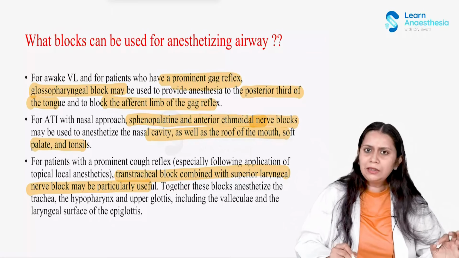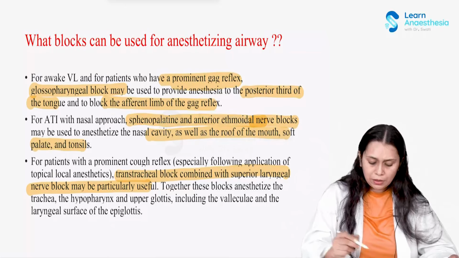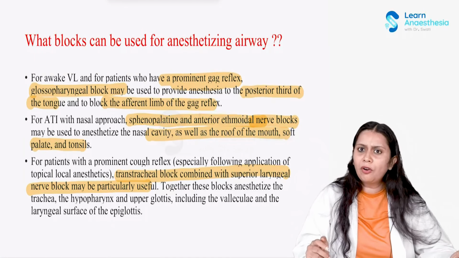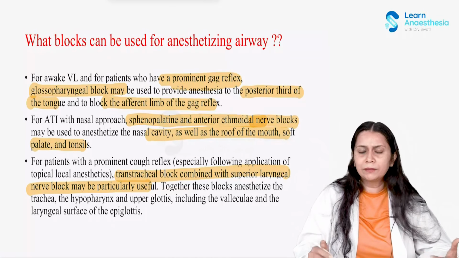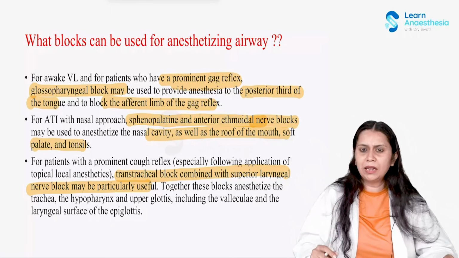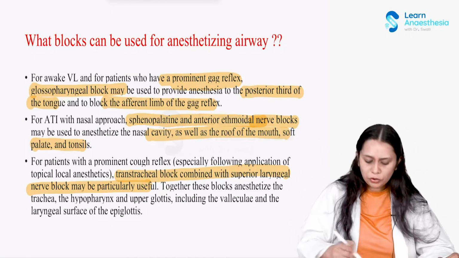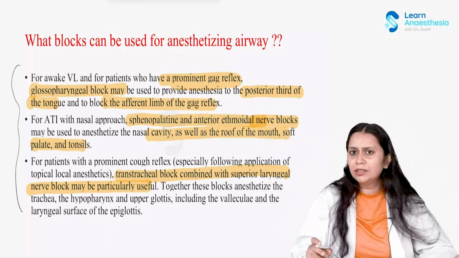Now, here the next question would be, tell us the innervation of the airway. So, the entire innervation of the airway can be asked. So, what are the important nerves? So, you're blocking these nerves. So, what important nerves innervate the airway?